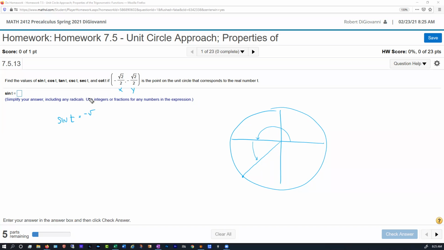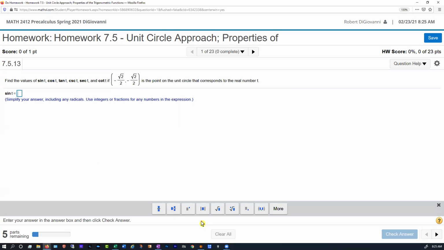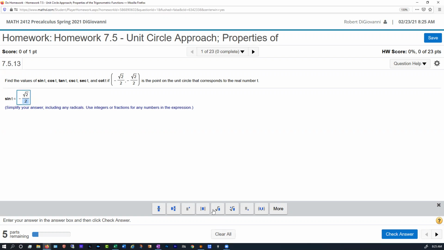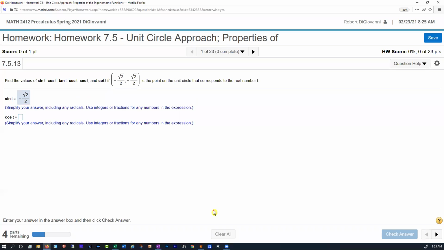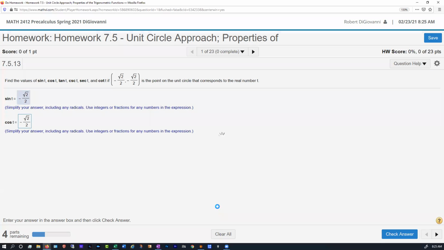You know what? Let me just put these in. So sine of t is just the y coordinate. So it's going to be the negative square root of 2 over 2. Okay, cosine is the x coordinate, which is also negative square root of 2 over 2. Okay, and then tangent is the y coordinate divided by the x coordinate, but since they're the same, it's just going to be 1.